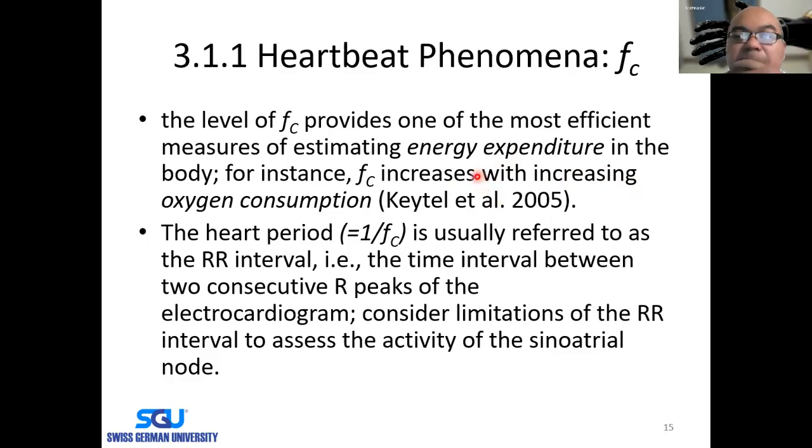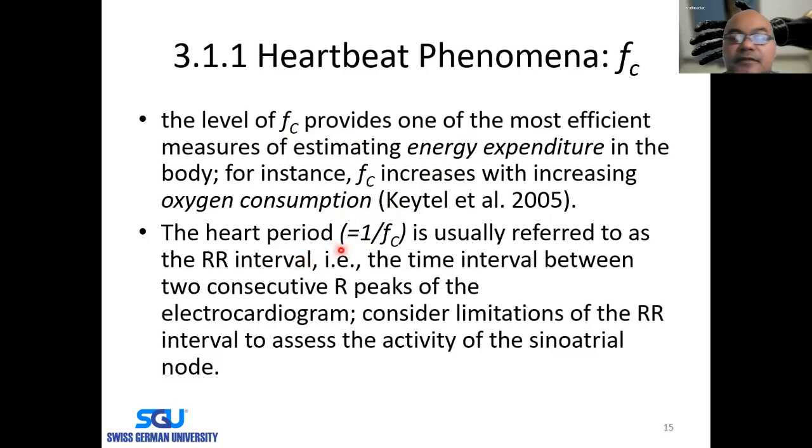So when we are climbing a mountain, we start to experience hypoxia, then our heart will beat faster. So this is related with this energy expenditure. Or when we are exercising, also we need more oxygen to generate energy in our body tissue. This will also increase FC, our heartbeat.